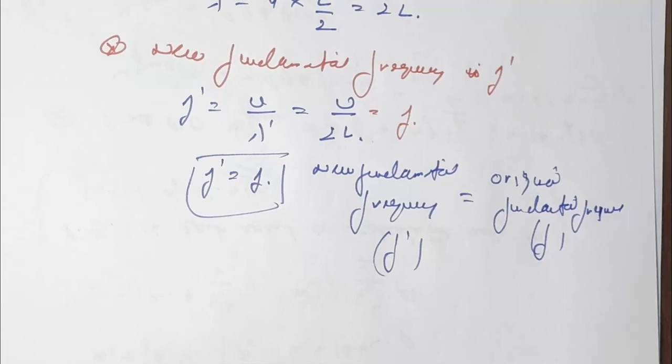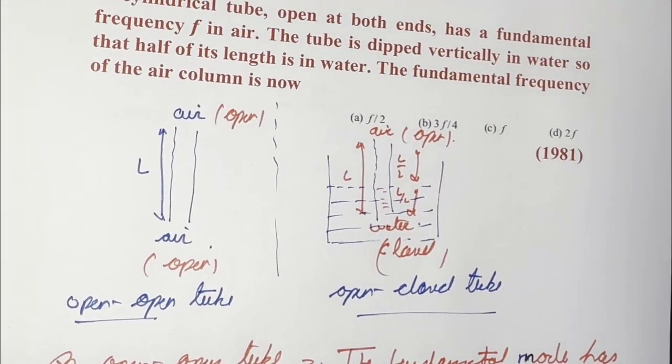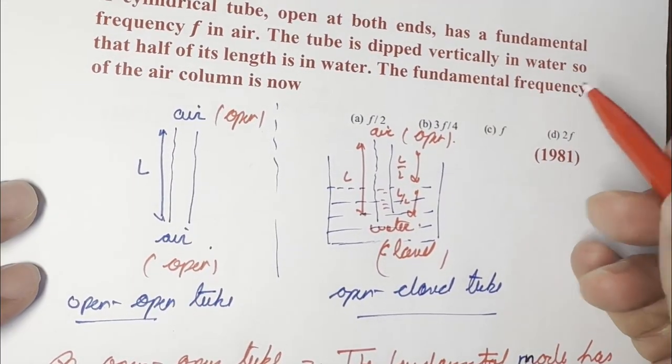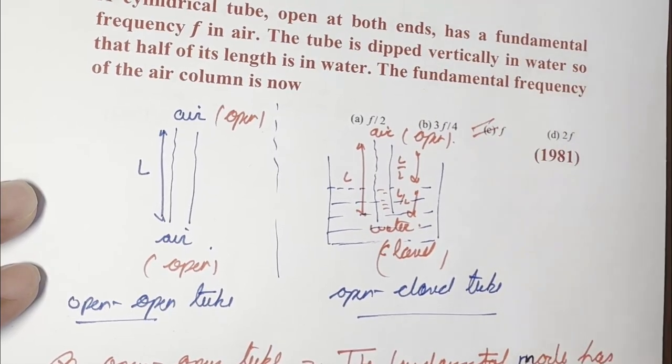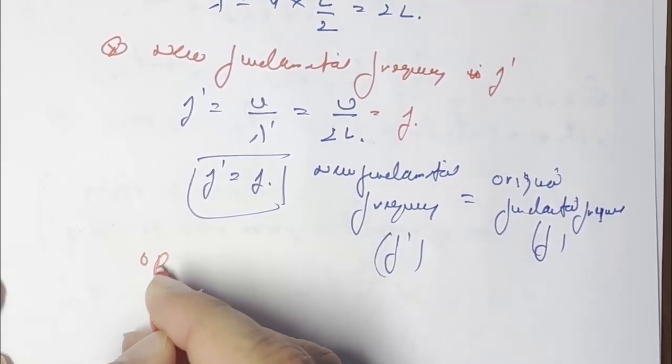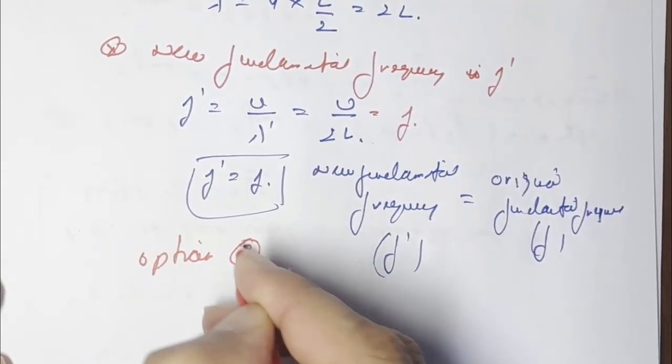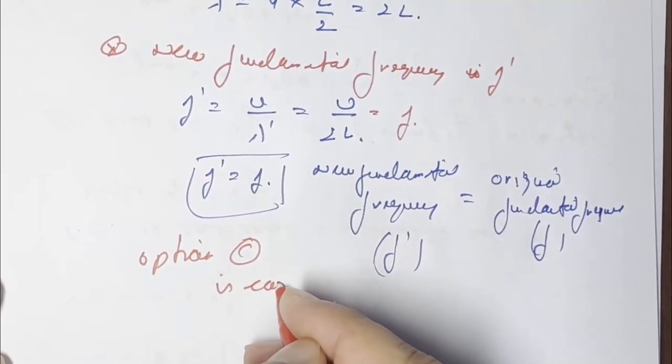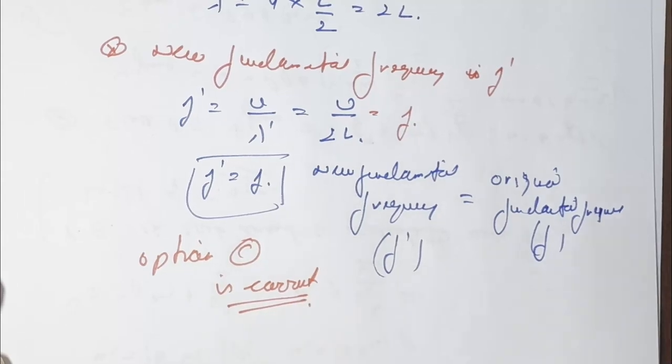So among the options given to us, you can see that option C is the correct option. So you can write option C is correct. Okay, so this completes the question.